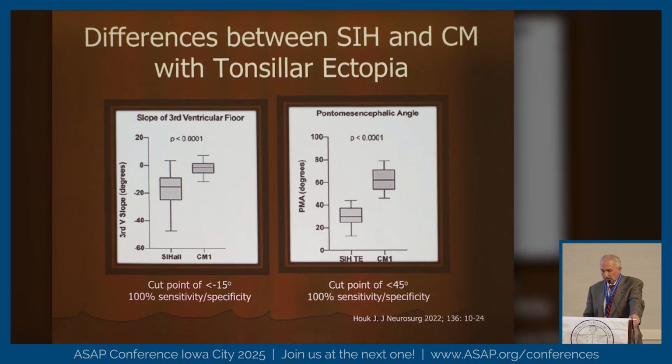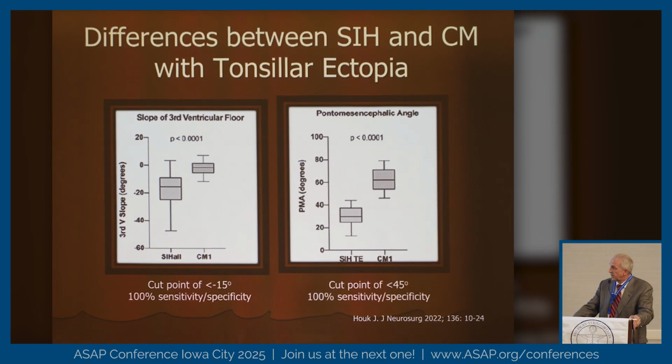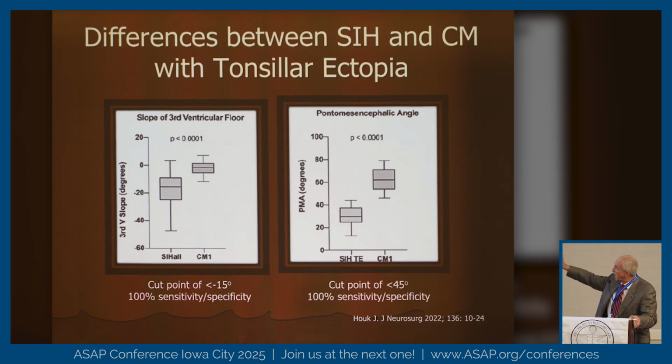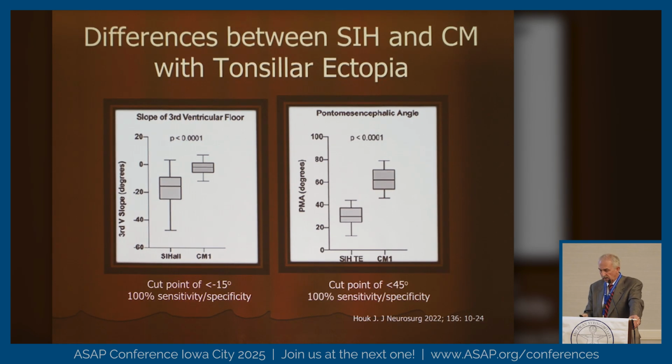There is one study that looked at imaging findings to see if they could differentiate between intracranial hypotension and Chiari malformations. They were looking at a couple of things, the slope of the third ventricle. If it was less than negative 15, at least in this study, it had a sensitivity and specificity of 100%. The pontomesencephalic angle, if that was less than 45 degrees, also had 100% sensitivity and specificity. So there at least is one imaging study to suggest that you might be able to distinguish between these two disorders by neuroimaging findings.